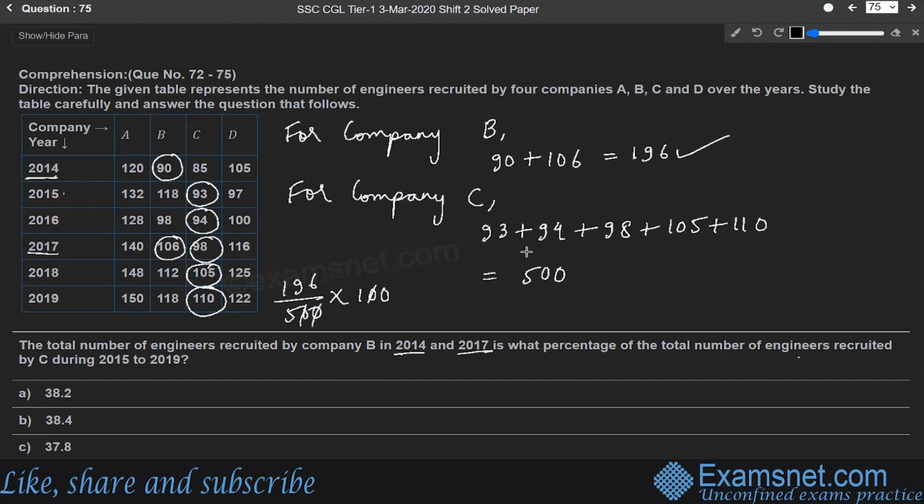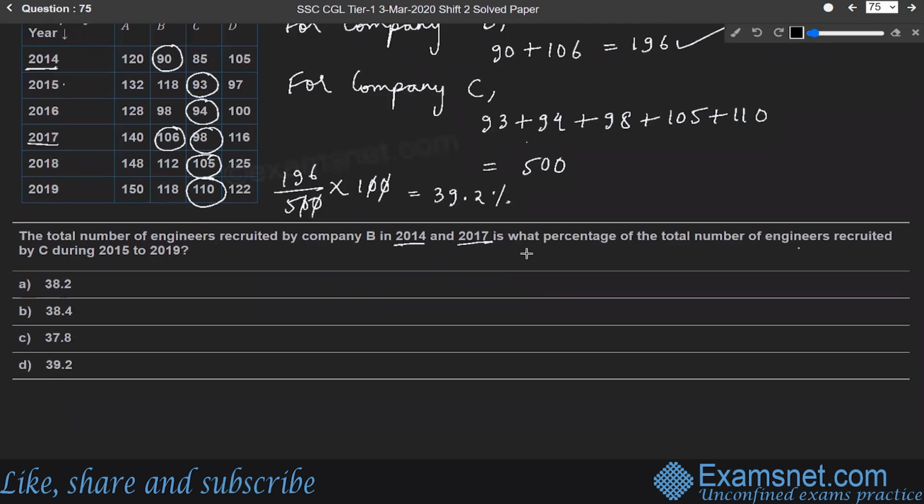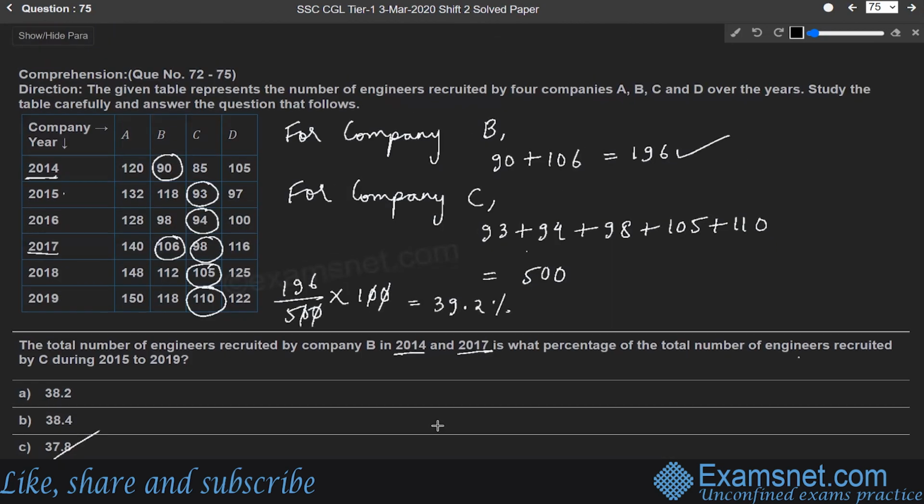Both the zeros will be cancelled here. So 196 by 5 is equal to 39.2 percentage. And hence this is the correct answer for this question. Now let's have a look towards the options. Out of all the options, the correct option will be option D here. In this type of question, all you have to do is take all the values from the table itself. And that is why these questions are very simple. So I hope the question is clear to you.